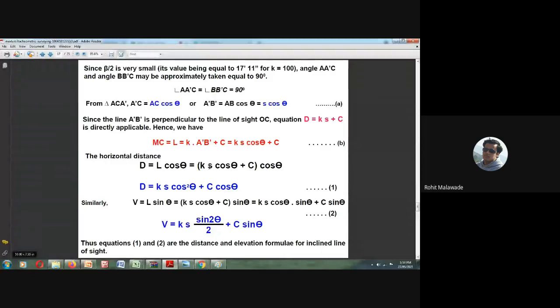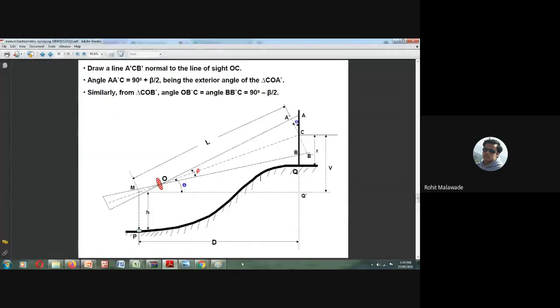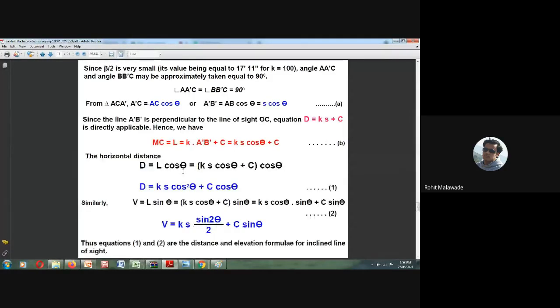Now the horizontal distance D will become equal to L cos theta. But what is L? L is equal to Ks cos theta. So here cos is already there, so it will become Ks cos square theta plus C. Here again C into cos theta is there, so it will become C cos theta.